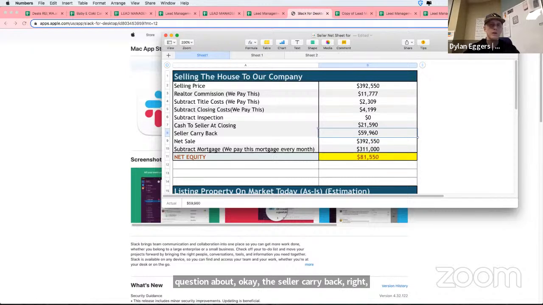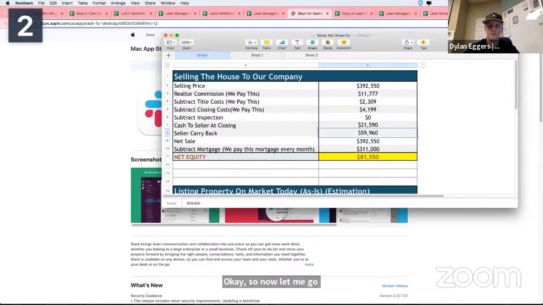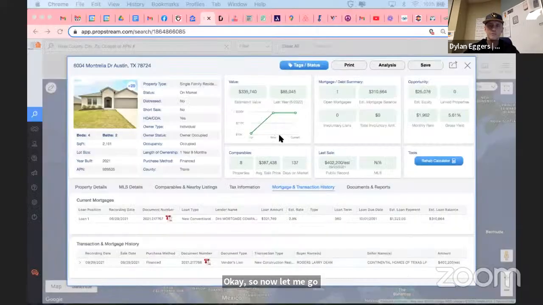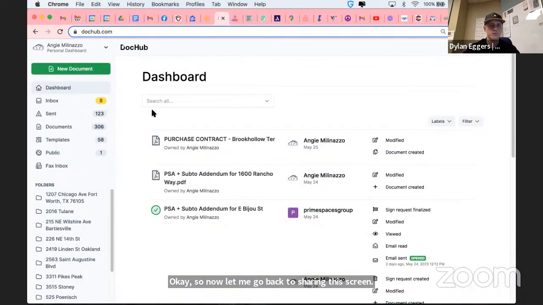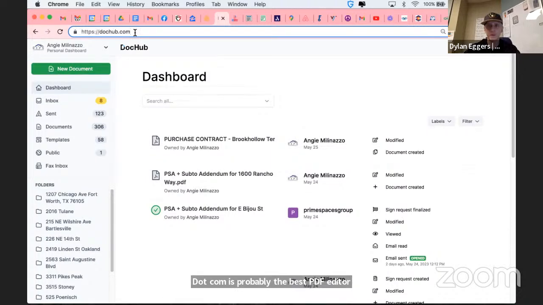Okay, so now let me go back to sharing this screen. You guys can see this PropStream screen now, right? So I'm going to go to DocHub. For all of you guys that don't know, DocHub.com is probably the best PDF editor, and it's totally free. You can edit up to 5 PDFs a day, 100% free. You don't need a paid subscription. You don't need the pro version.